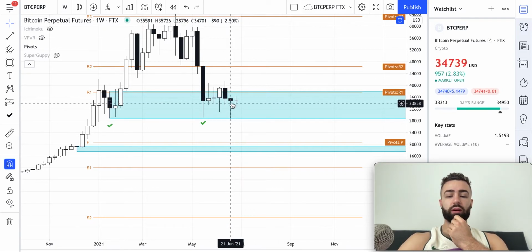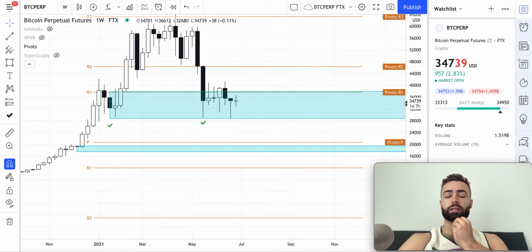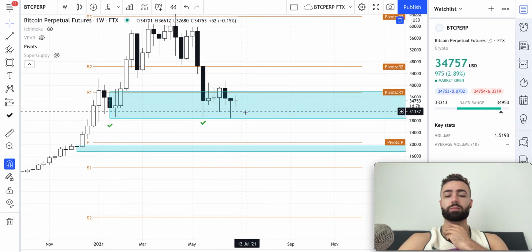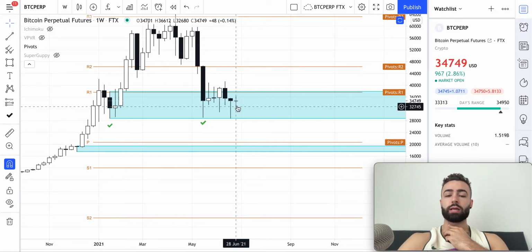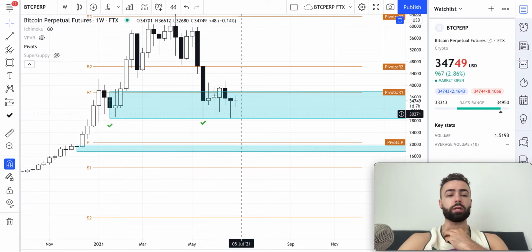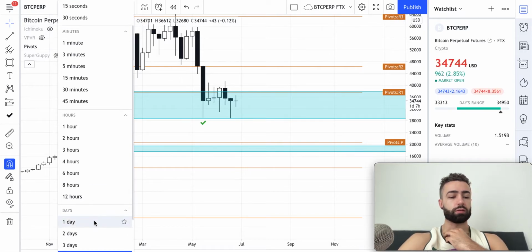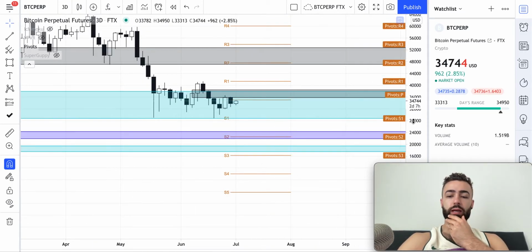If we get weak follow through from the bulls on this week over the next day and 7 hours, I would expect we potentially will end up drawing down even more in the coming weeks and days. So let's look at the 3-day time frame.